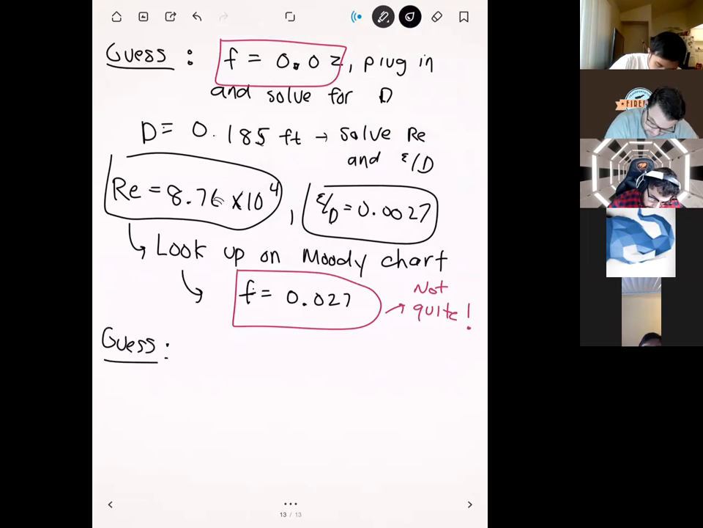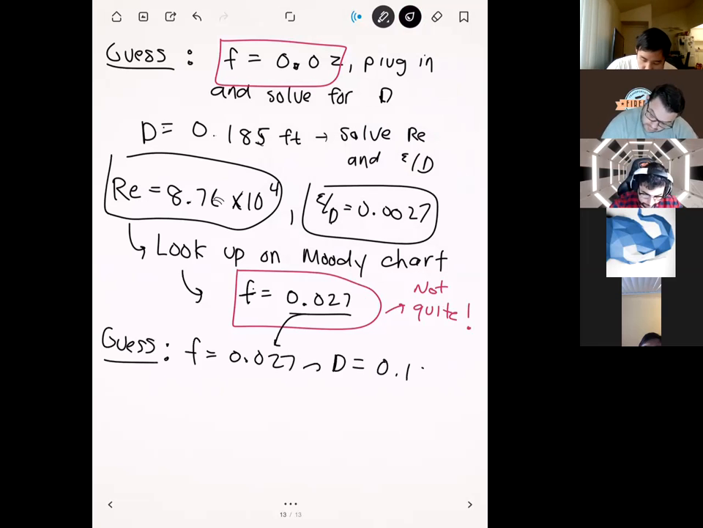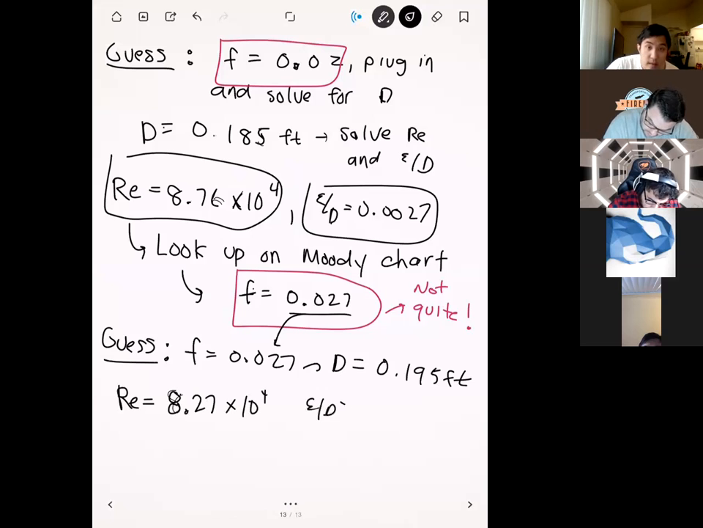And so for our second guess, let's use this value that we just computed here. Let's guess that F is now 0.027. And so if we guess that for F, then we get a D equal to 0.195 feet. And then from here, we get a Reynolds number equal to 8.27 times 10 to the fourth, and then an epsilon over D of 0.0026.